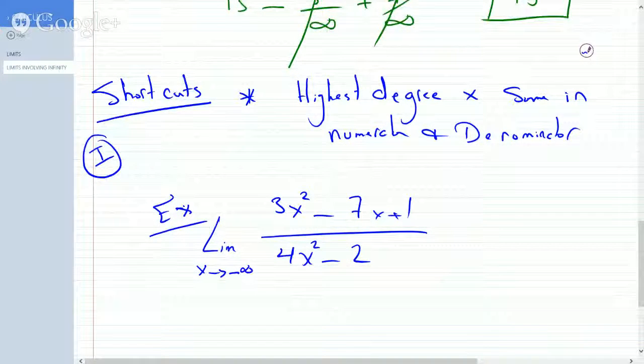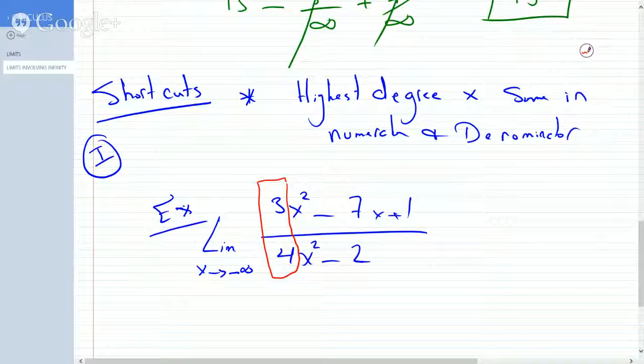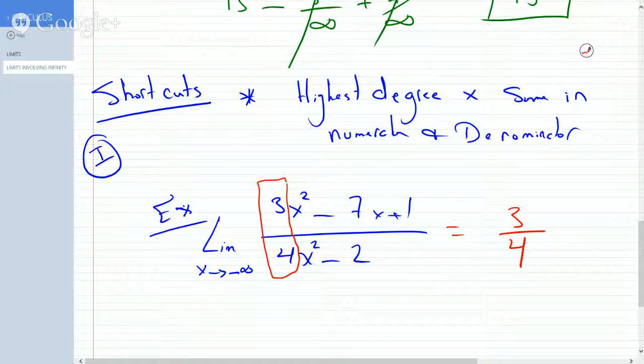Look, you can just look at the highest degree x in the numerator and the denominator. What is it? It's x squared in both, yeah? So the answer will just be the coefficients of those x's. That's it, 3 over 4. That's the shortcut. What about all that other stuff? It doesn't matter, because at minus infinity, the x squared overtakes everything else. Those are as if they didn't exist.